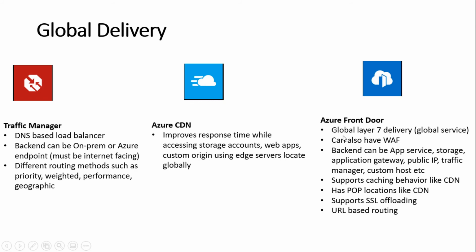Azure Front Door works on layer 7, which is the application layer, just like Application Gateway. It's a global service. Just like Application Gateway, it can also have a web application firewall in it, and can have a backend which could be an app service, storage account, application gateway, public IP, Traffic Manager, or any custom host. It also supports caching behavior like CDN, because it has different point of presence locations like Azure CDN. It supports SSL offloading and URL-based routing, just like Application Gateway.